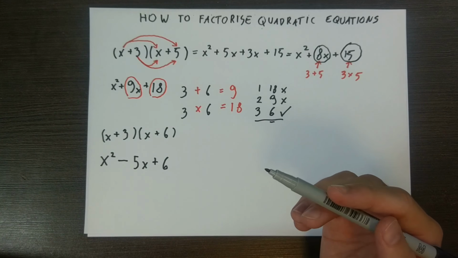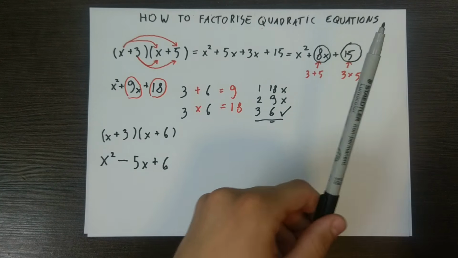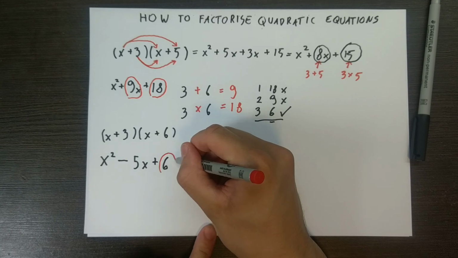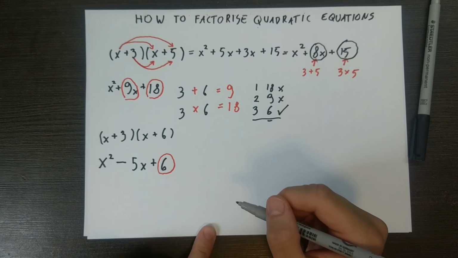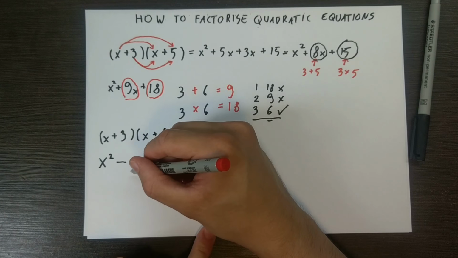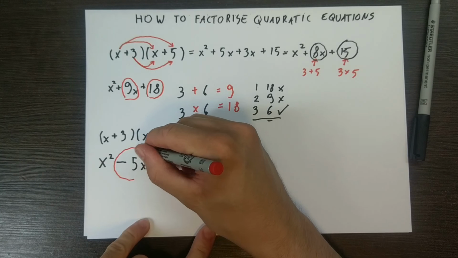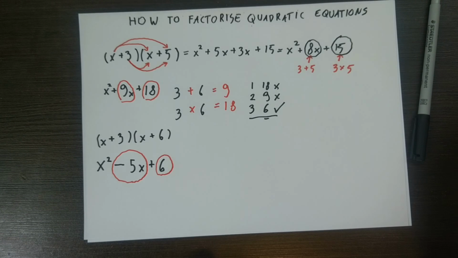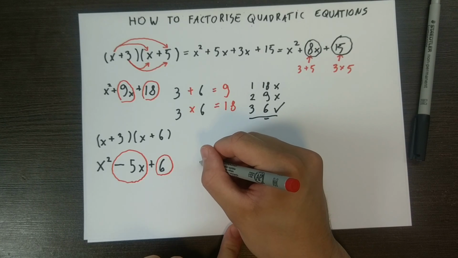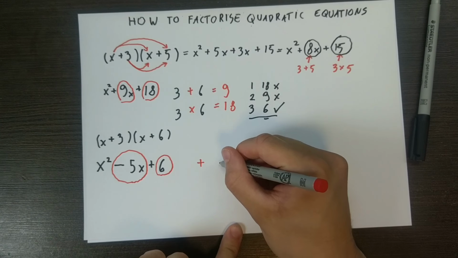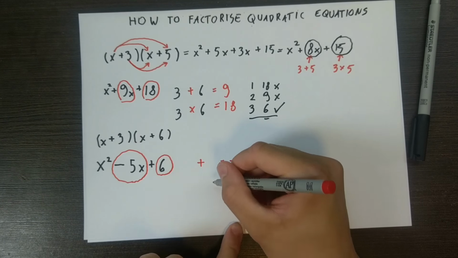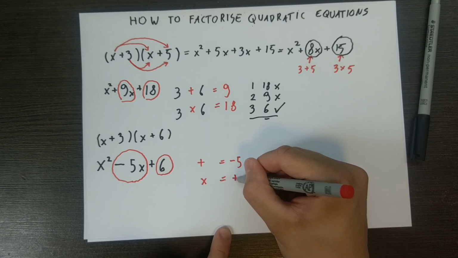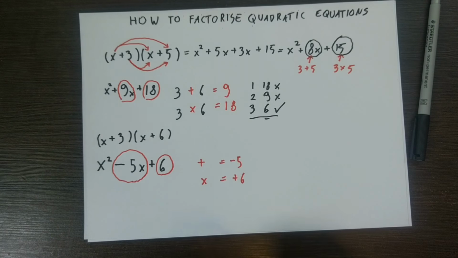Well, it is the same concept. It is exactly the same concept. We have to find a pair of numbers that multiplies to give us 6 and a pair of numbers that adds to give us a negative 5. So, essentially, a pair of numbers that adds to give us negative 5, and a pair of numbers that multiplies to give us a positive 6.